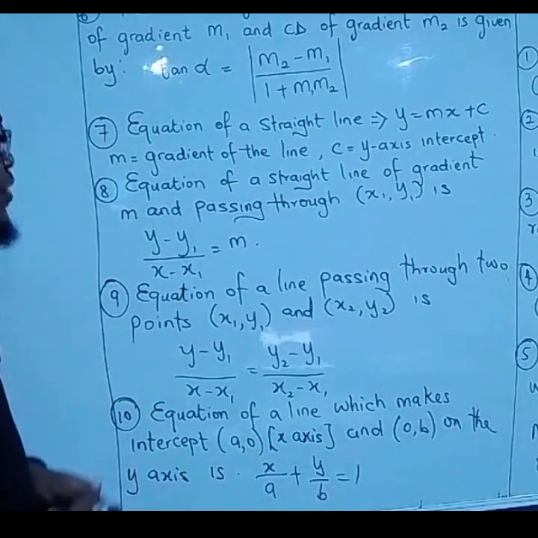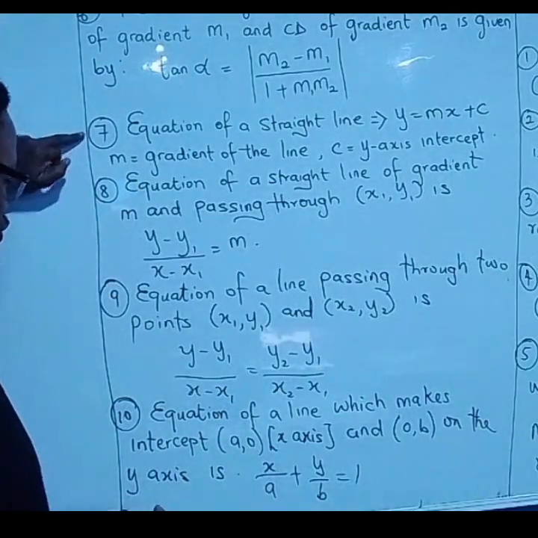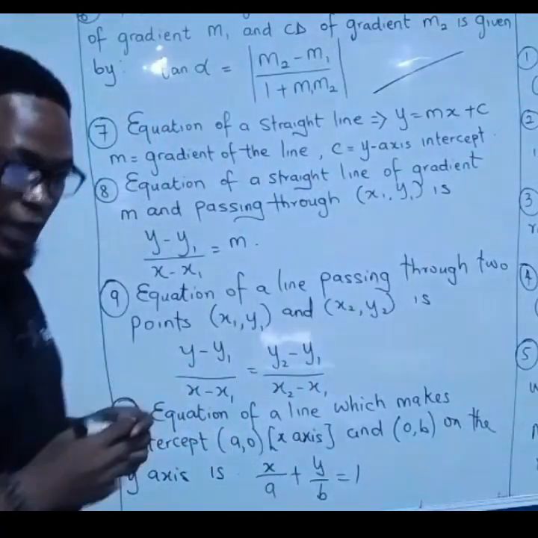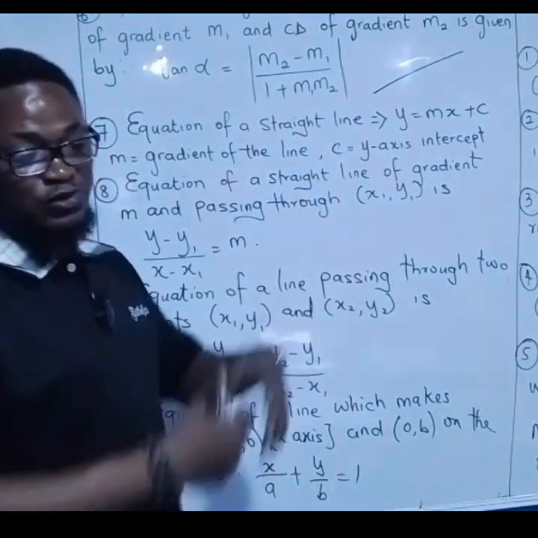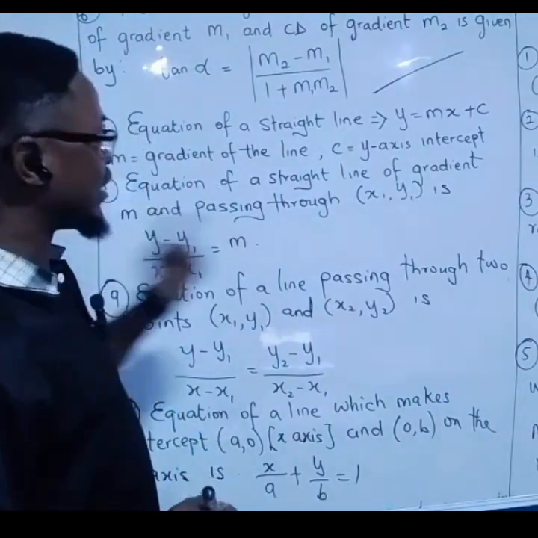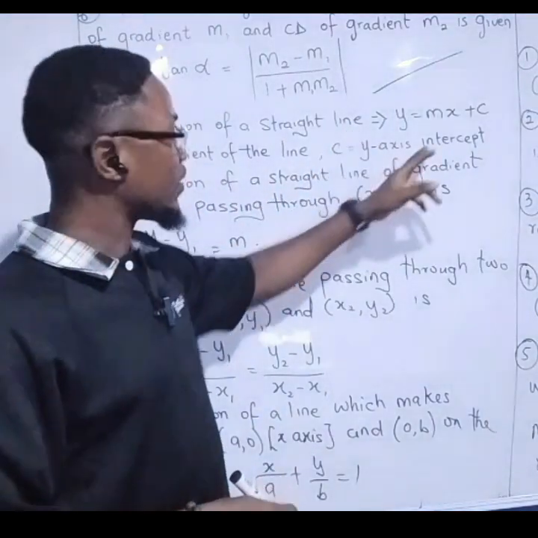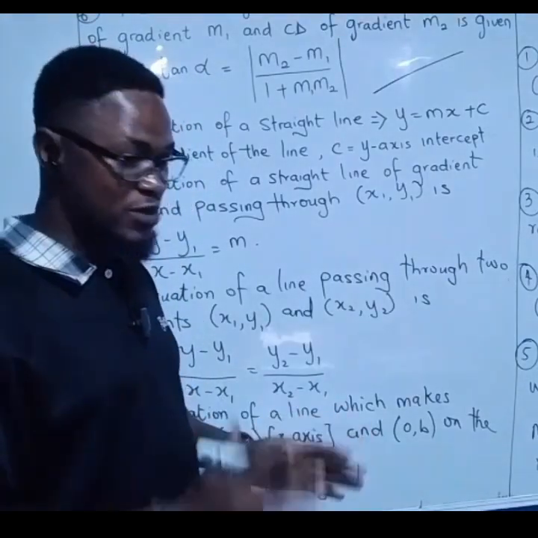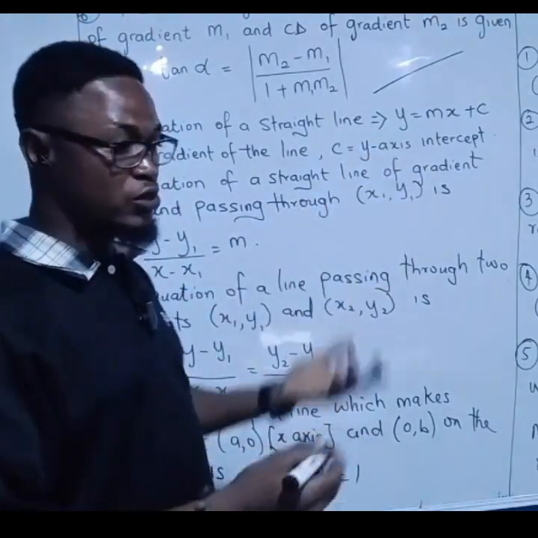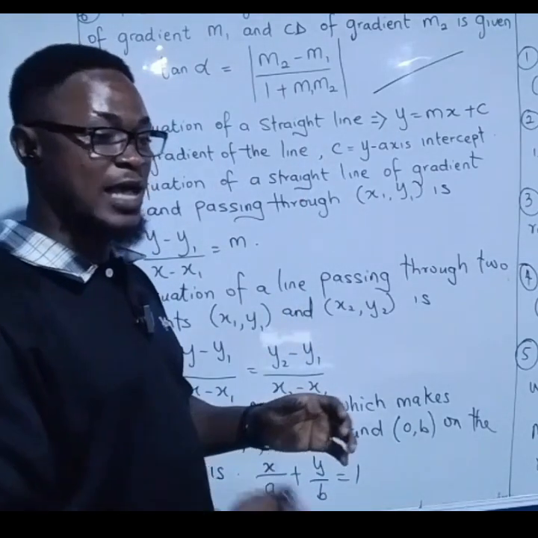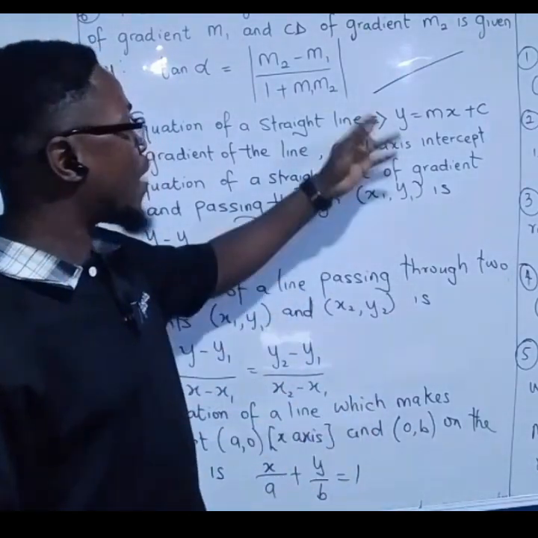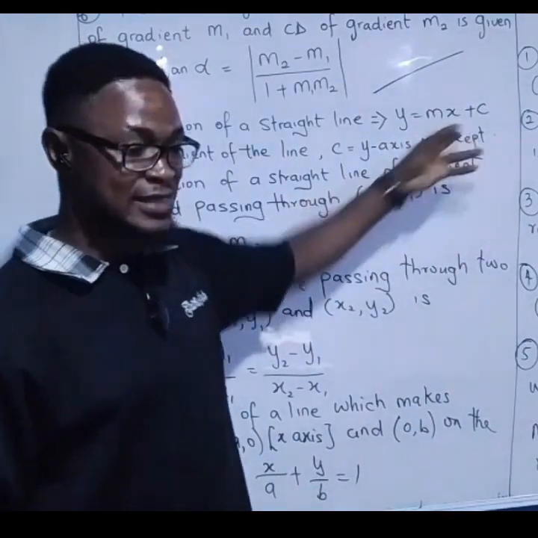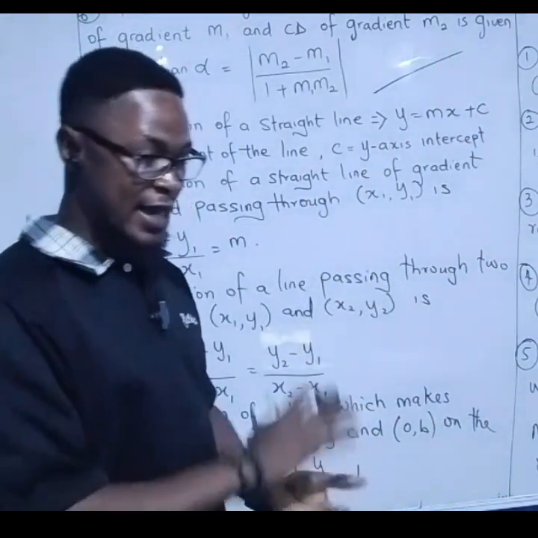Number 7, equation of a straight line. Now, from number 7 to number 10, we are talking about the equation of a straight line. Okay? Because it's very important. How do you get the equation of a straight line? This first one now, this is the general equation of a straight line. y = mx + c. What is y? Of course, in your coordinate geometry, you have your y-axis and your x-axis. So your y and your x should be present in your equation. That is why you are seeing y and x here to show the relationship between y and x.